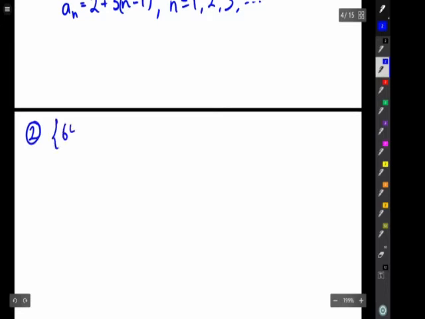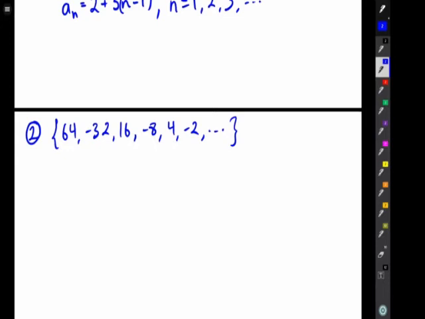So let's say we start with 64, then go to negative 32, and then go to 16, and then go to negative 8, and then 4, and negative 2, and so on. Right? So here's the first few terms. Let's see if we can figure out what the next one has to be, or the next 2 terms. Think about, what are we doing in each step here? 64, negative 32, 16, negative 8, 4, negative 2.